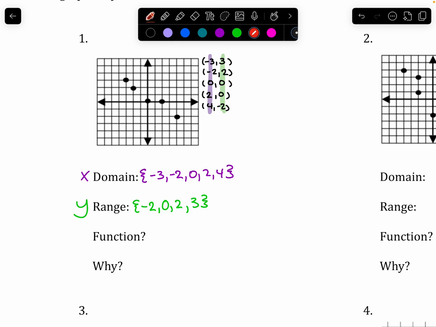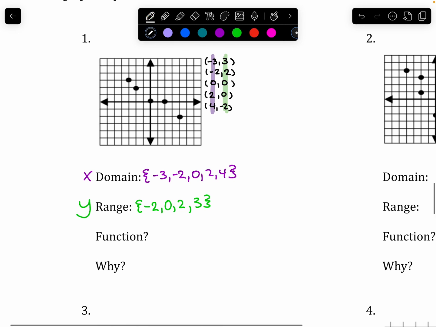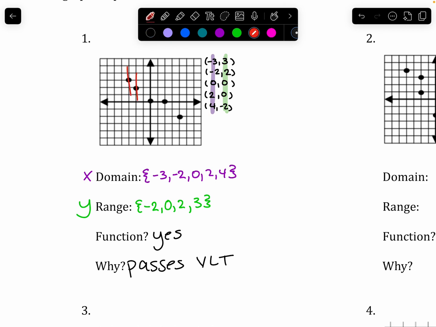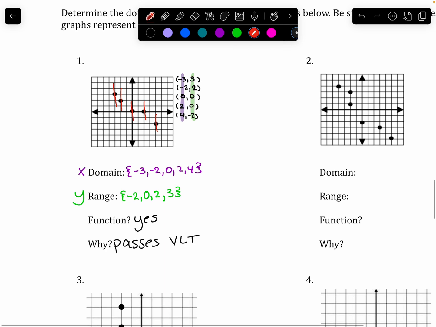And then when you look at your graph, you just ask yourself, is this a function? Does this pass the vertical line test? My answer is yes. This is a function. This for sure passes the vertical line test. I can draw a vertical line anywhere on here, and it's going to touch those coordinates only one time.